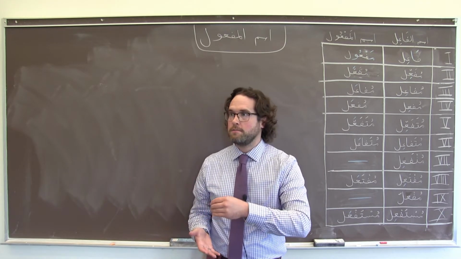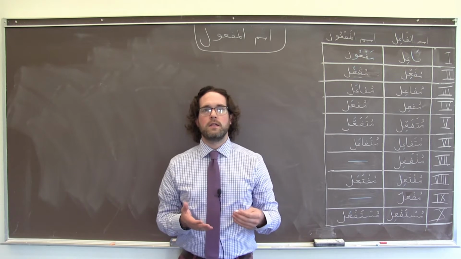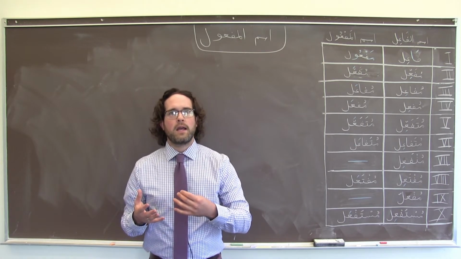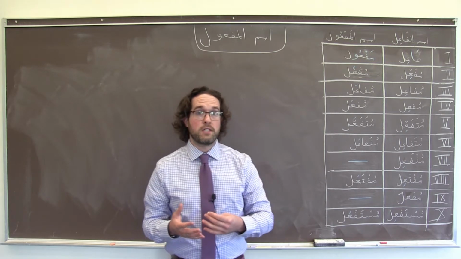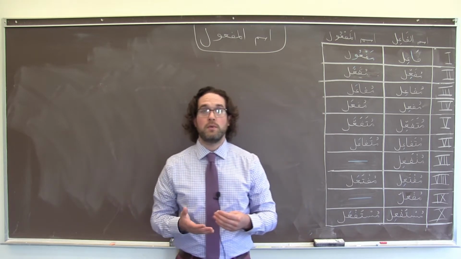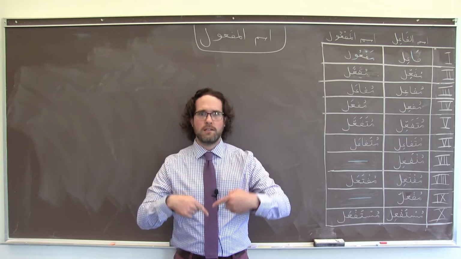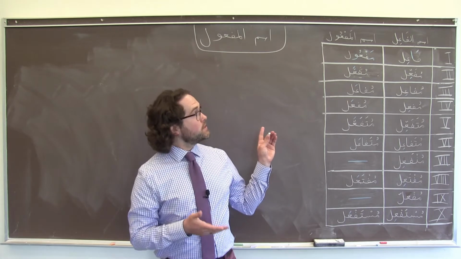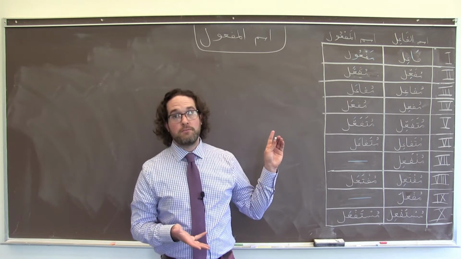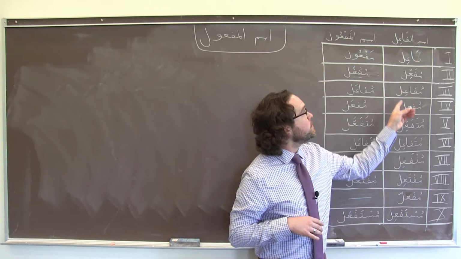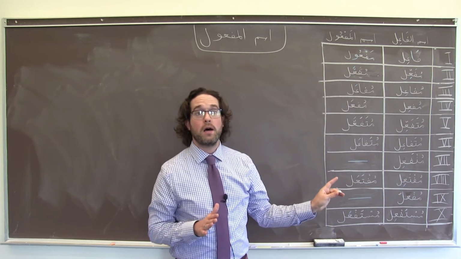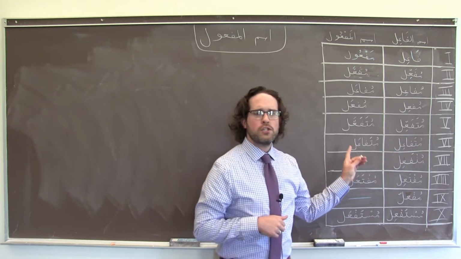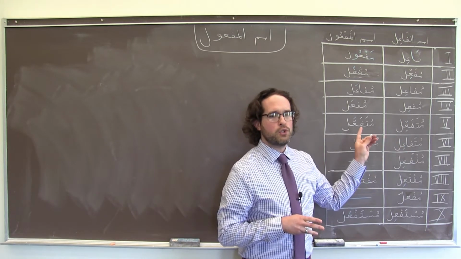For example, if I said in English, the letter is written, written could be considered a passive participle as opposed to a writer, which would be an active participle, both of them returning to the verb to write. The opposite of ism al-maf'ul, the passive participle, is called in Arabic ism al-fa'il, and there's a separate video on ism al-fa'il that you can go and review if you like. I've put them here just so you can compare the two.